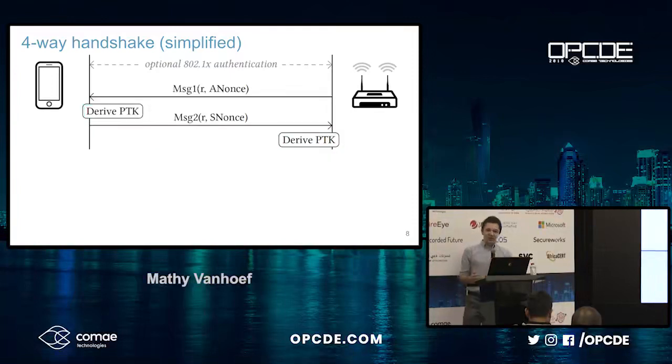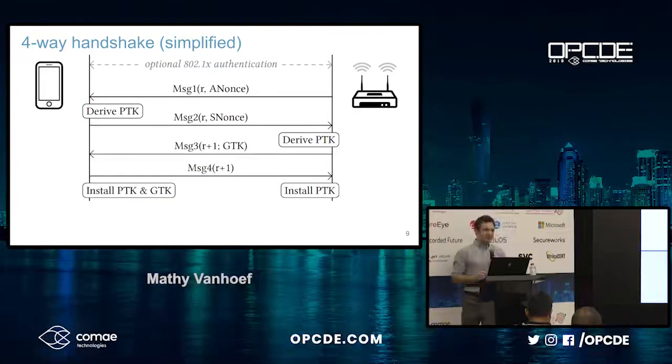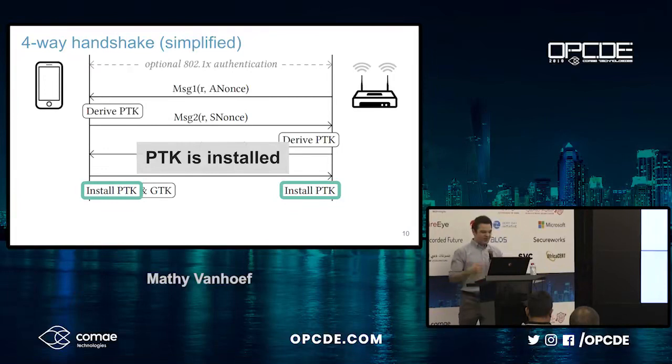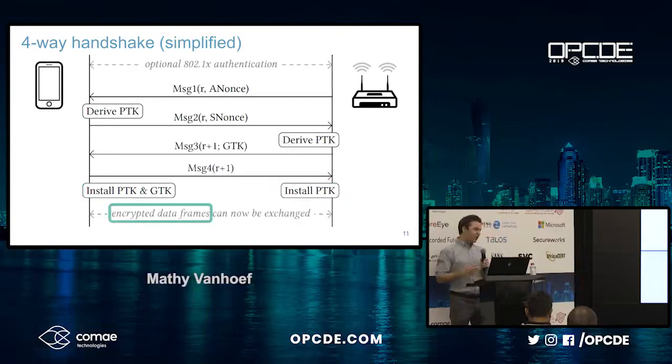Okay, so that's the first part of the four-way handshake. The second part is essentially just to confirm that both parties generated the same session key. On top of that, in message 3 of the four-way handshake, you can also see that the GTK is transported from the access point to the client, and the GTK, that's the group key. That's the key that will be used to encrypt broadcast and multicast frames. So that key is also transported to the client during the four-way handshake, specifically in message 3. At this point, both parties know the session keys, so they can install the keys and they can start exchanging encrypted data frames.